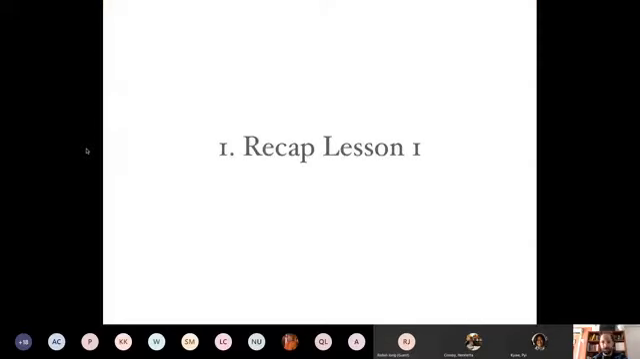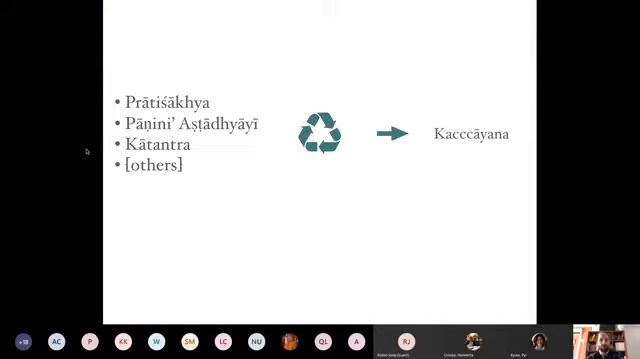So we start with a recap of lesson 1, what we saw last week. The main point that I would like to convey from last week is that the Kaccāyana grammar that we are studying here uses materials from the Sanskrit tradition. So there is no prior Pali tradition before the Kaccāyana, or if there was any, it disappeared. We don't have any extant document. The Kaccāyana is the oldest Pali grammar that we have. It takes materials from the Prātiśākhya treatises on Vedic phonetics. It takes materials from Pāṇini's Aṣṭādhyāyī, the famous classical Sanskrit grammar of Pāṇini.